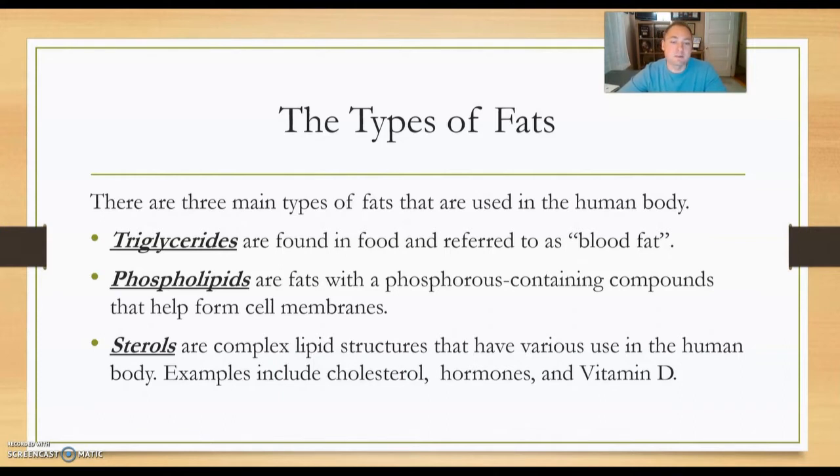Phospholipids. These are fats with a phosphorus-containing compound, and these help form cell membranes. They're a part of every cell, and they create a cell bilayer, which I'll talk about later in this video lesson. And then the last type of fat is sterols. These are complex lipid structures, and they have various uses in the human body. Examples would be cholesterol, hormones, like sex hormones, testosterone, estrogen, and vitamin D.